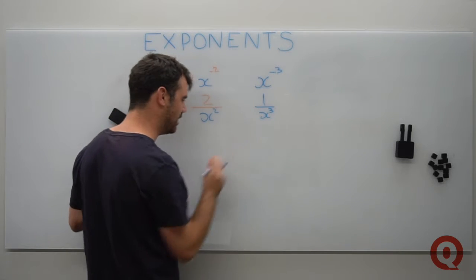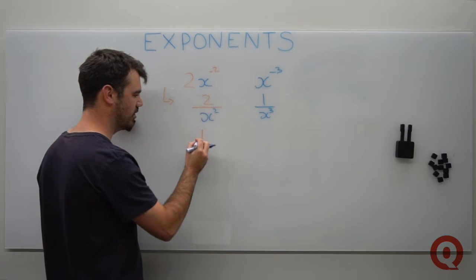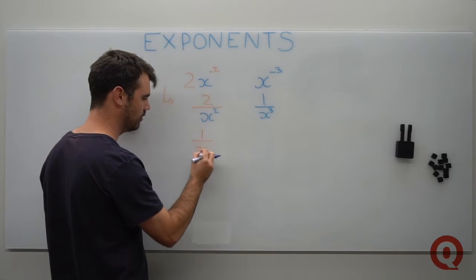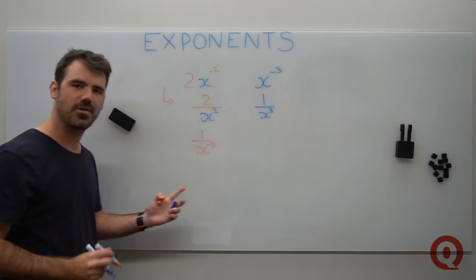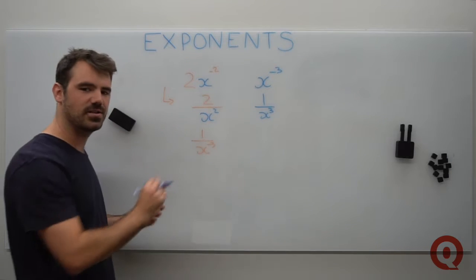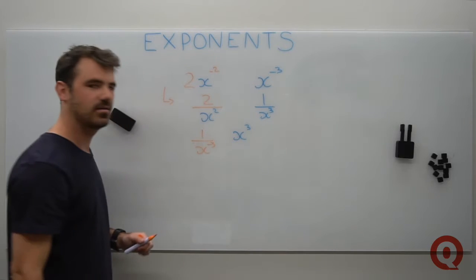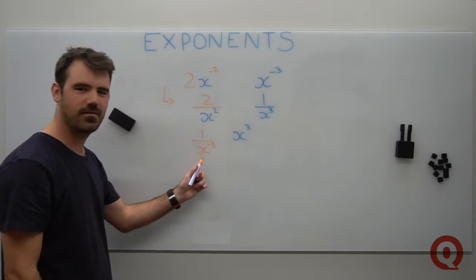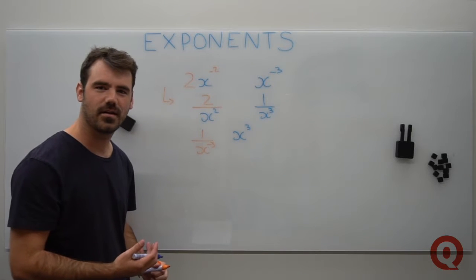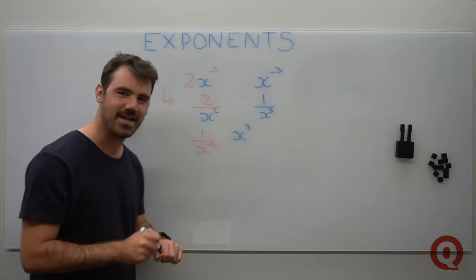If I have a negative exponent on the bottom, I can bring it to the top and it becomes positive, and this would be x to the power of 3. So x to the power of 3 is the same as 1 over x to the power of negative 3. And that does actually make sense.